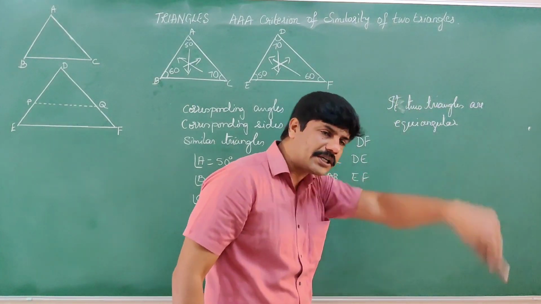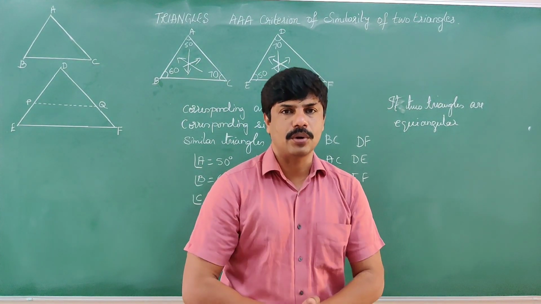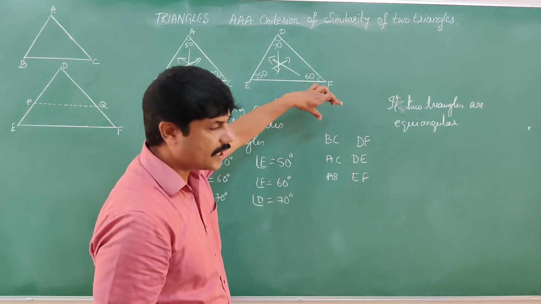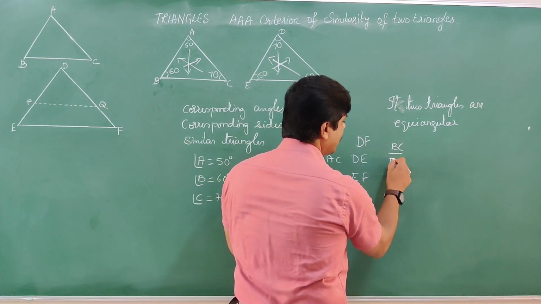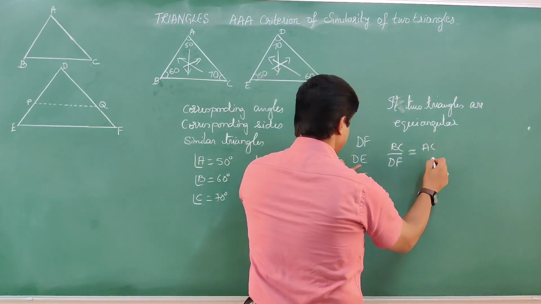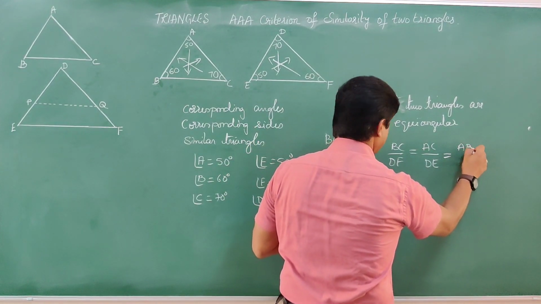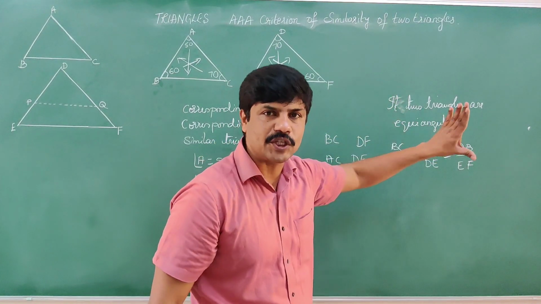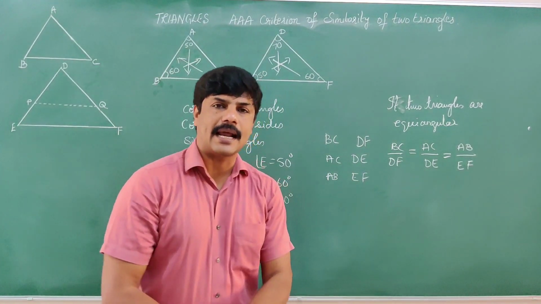Not only this condition, one more condition should be satisfied, that the corresponding sides divide in the same ratio. What are the corresponding sides? You know that here. BC and DF are the corresponding sides. So BC divided by DF should be equal to AC divided by DE. That should be equal to AB by EF. If these two conditions are satisfied, then the two triangles can be called similar triangles.